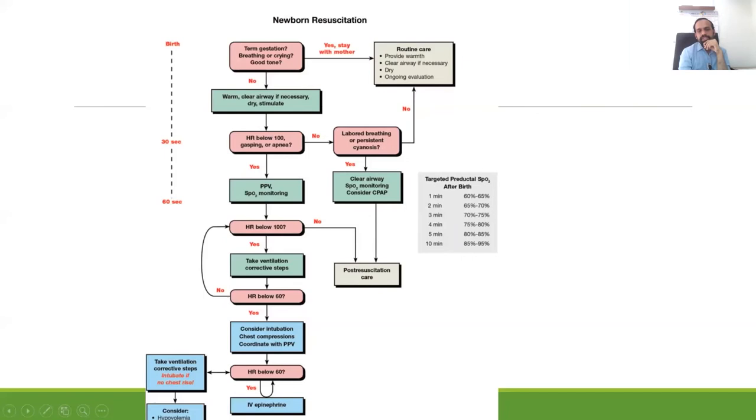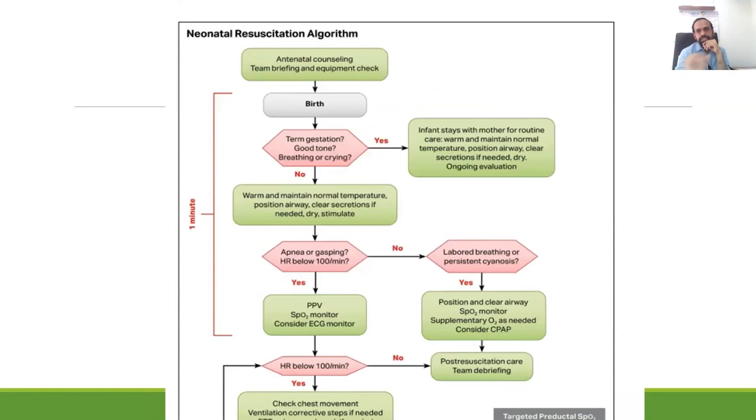So positive pressure ventilation, you will start. This is the previous 2015 algorithm. There are some differences with respect to 2020, which came last year. So we can see the sequence of initial steps: warm and maintain normal temperature, position the airway, clear secretions if needed, and stimulation comes last.